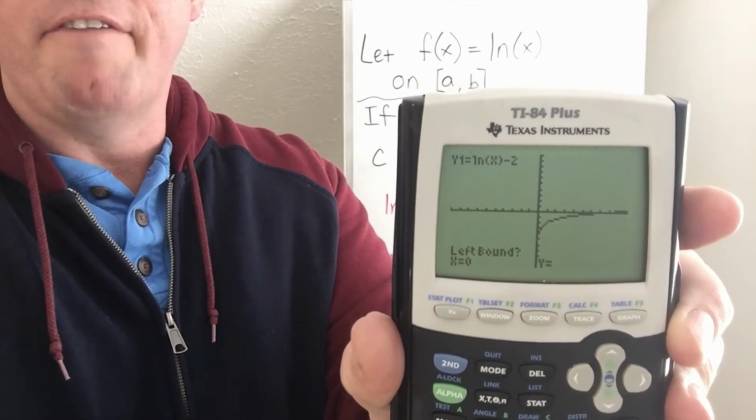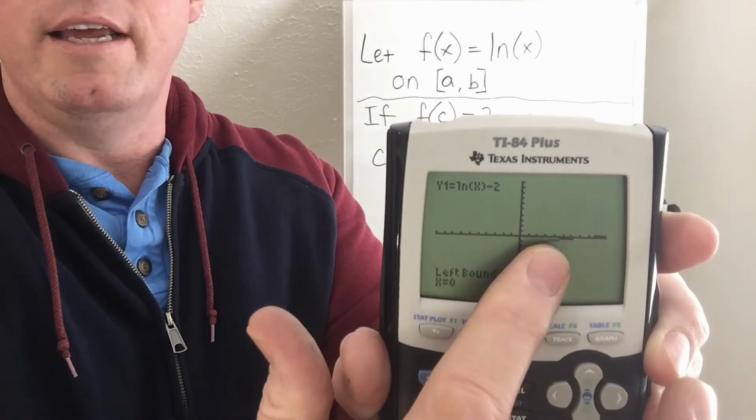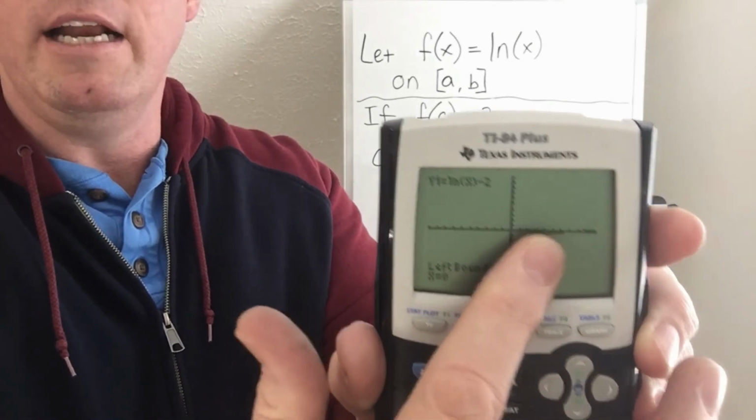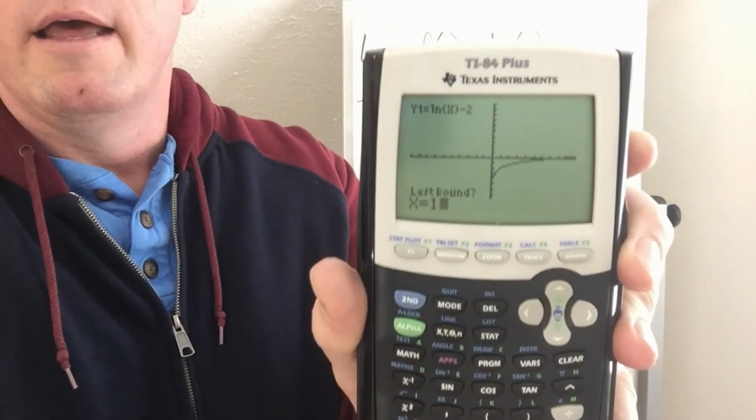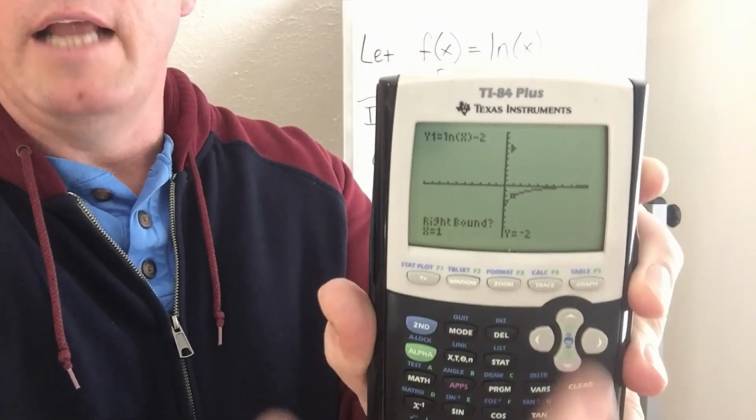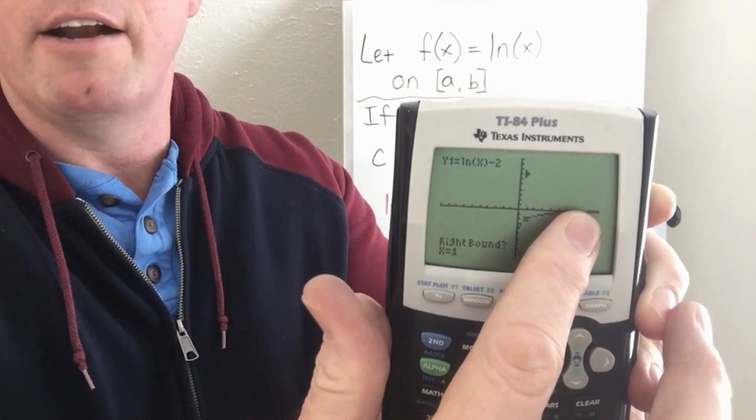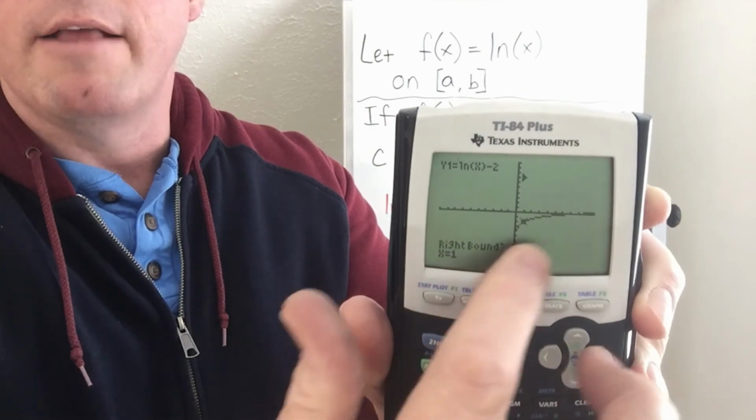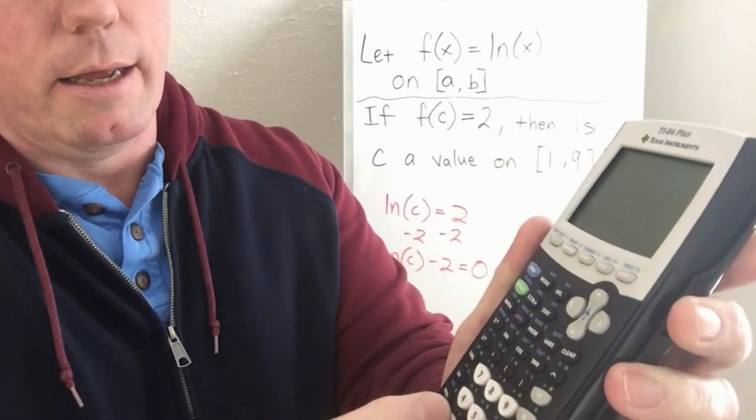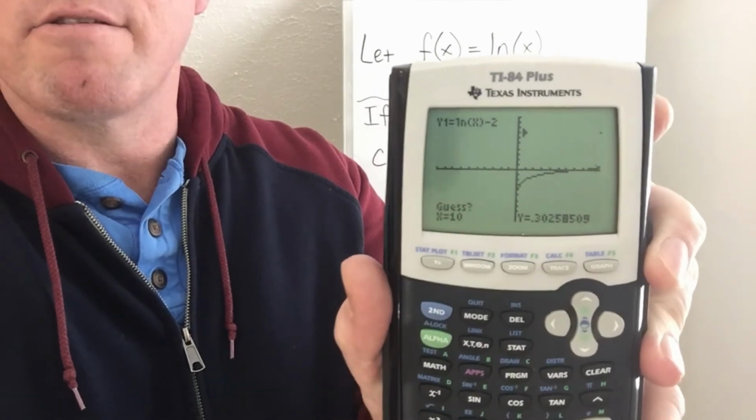And then it says left bound. I'm going to put in a number that's over here to the left of that 0. So any number over here will do. I'm going to key in 1. Enter. And then you can see it crosses over somewhere around maybe 7, 8, or 9. It says right bound. I need the upper bound. And so I'm going to key in maybe 10. So 10, enter. And then it says guess.